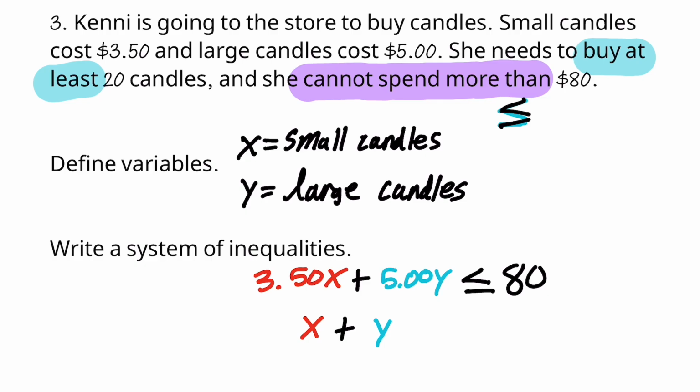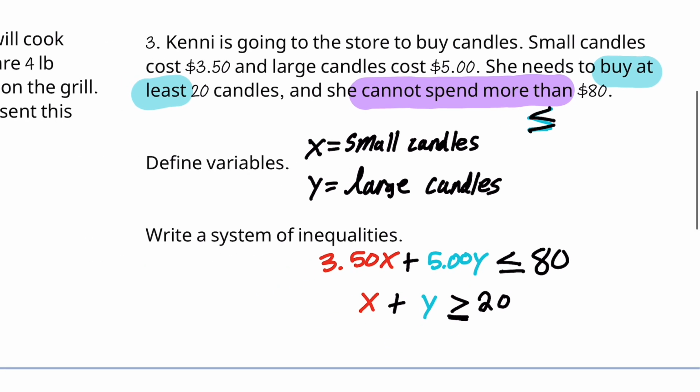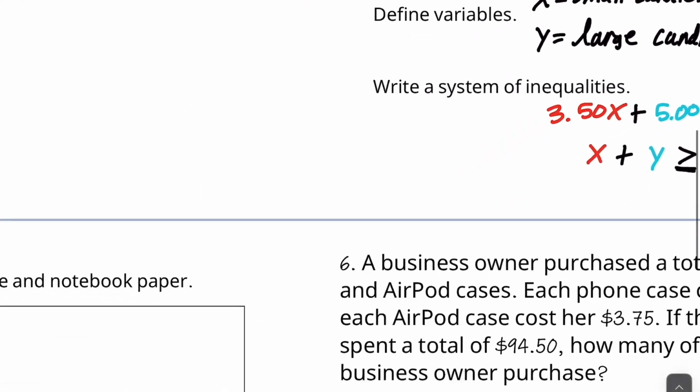Well, a minimum value means we are going to be using a greater than sign because she needs to make sure that she gets at least, so 20 or above. Oh, I just gave it away. It should be greater than or equal to 20. So she needs 20 candles or more. All right, let's keep going.